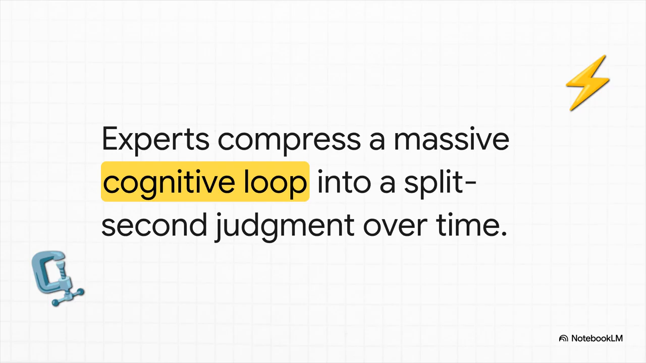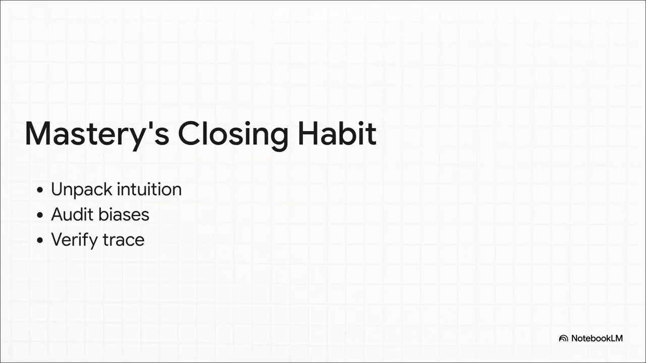Over years of practice, an expert takes that massive multi-step cognitive loop we talked about earlier and compresses it way down into a split-second judgment. It feels like intuition, but it's really highly compressed data. It's incredibly efficient. But just like a zip file, it can get corrupted over time if you aren't careful. So the crucial point is this: true experts never just blindly trust their gut.